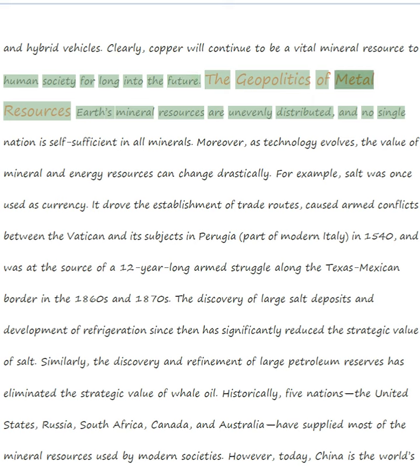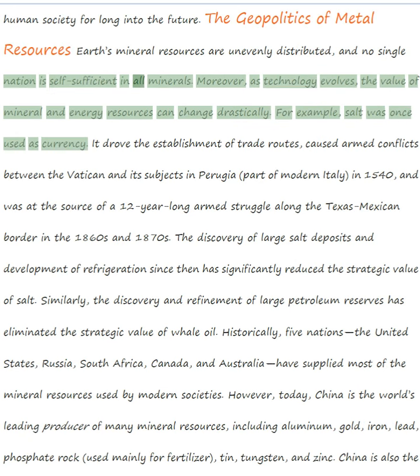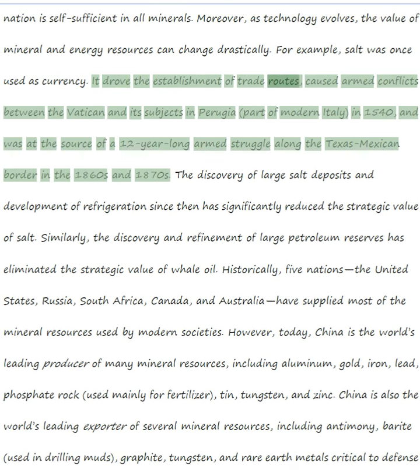The geopolitics of metal resources. Earth's mineral resources are unevenly distributed, and no single nation is self-sufficient in all minerals. Moreover, as technology evolves, the value of mineral and energy resources can change drastically. For example, salt was once used as currency. It drove the establishment of trade routes, caused armed conflicts between the Vatican and its subjects in Perugia in 1540, and was at the source of a 12-year-long armed struggle along the Texas-Mexican border in the 1860s and 1870s.